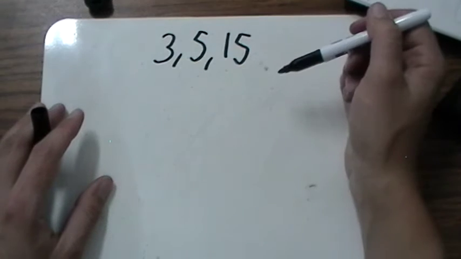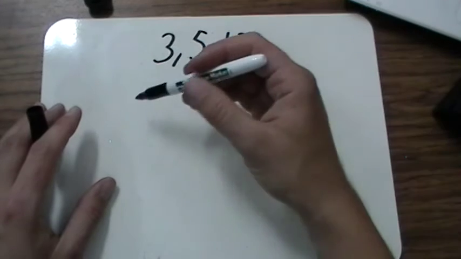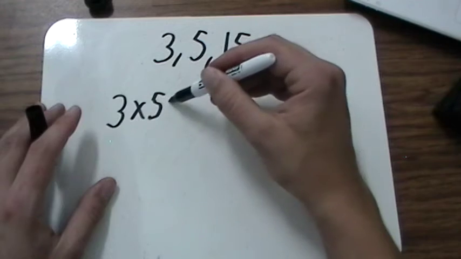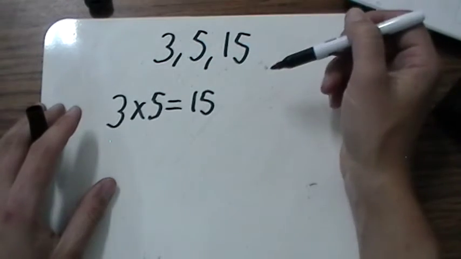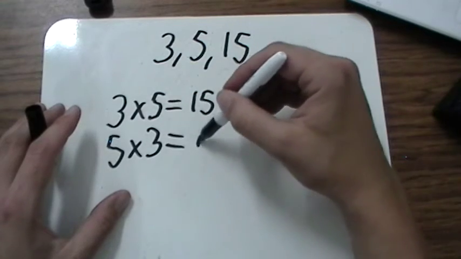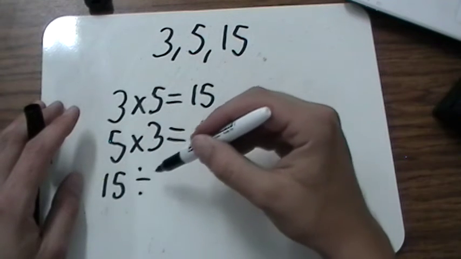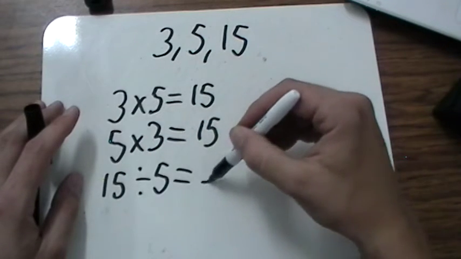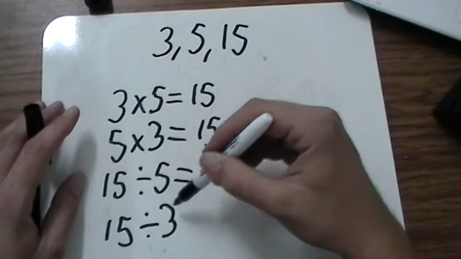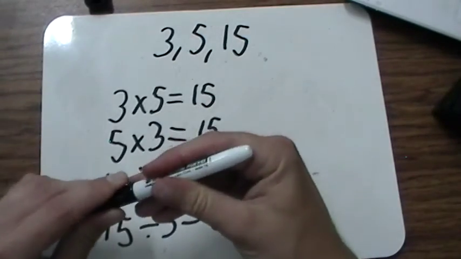3, 5, 15. Okay. Here's the fact family. 3 times 5 equals 15. 5 times 3 equals 15. 15 divided by 5 equals 3. 15 divided by 3 equals 5. Those are the fact families, okay?